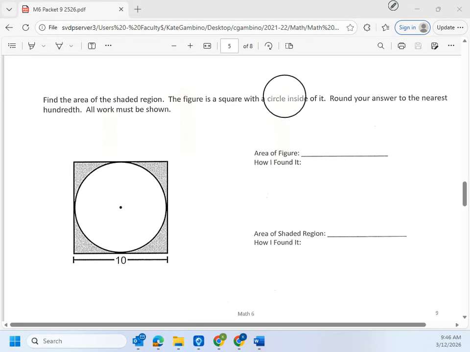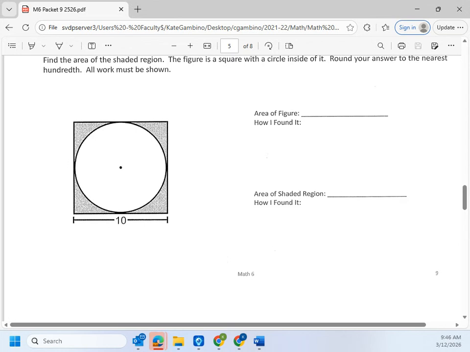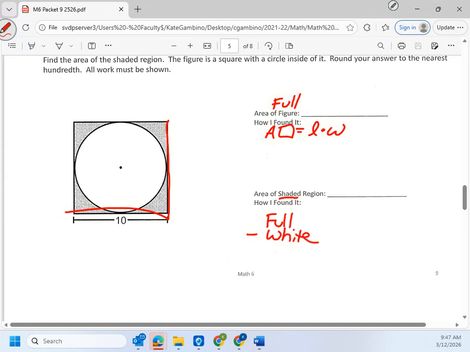Our shaded figure. The area of the figure is the full figure. To find that, it is a square. So the area of a square is length times width. Figure out the area of that full square. Then it says find the shaded area. Well, in order to find the shaded, we take the full minus the white, and we're left with the shaded.